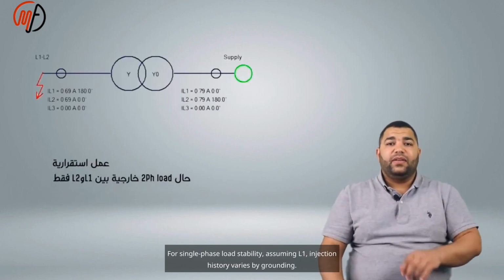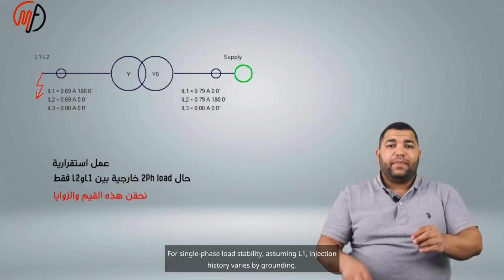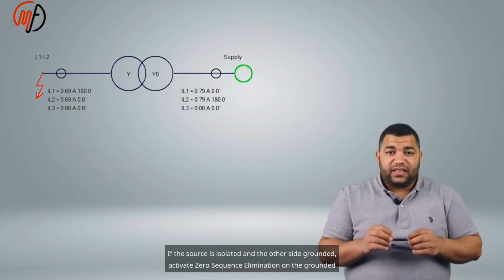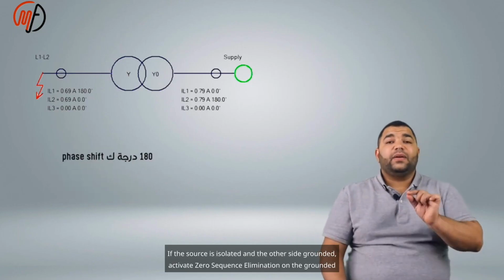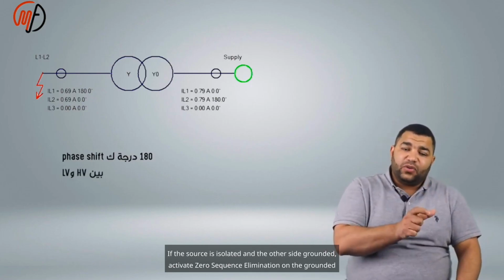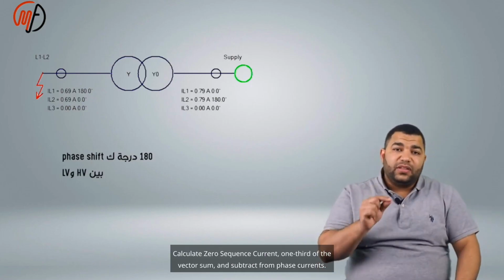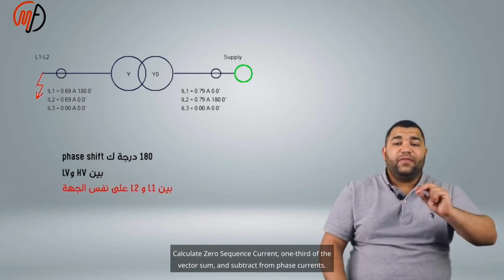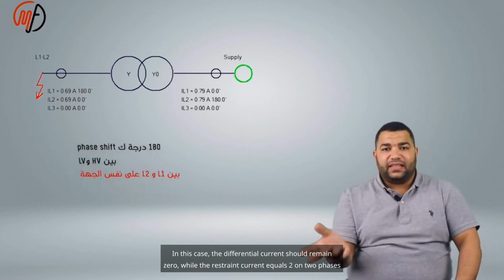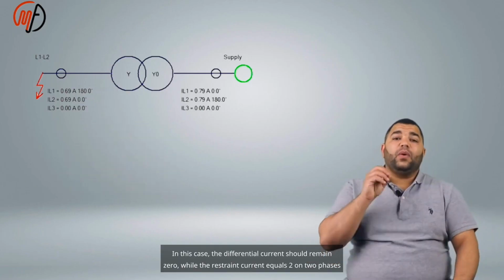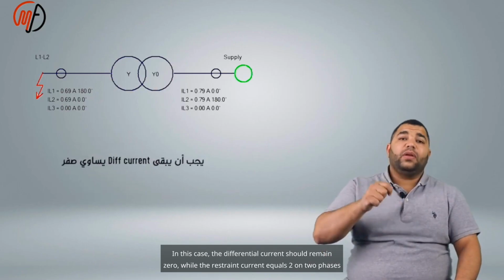For single-phase load stability, assuming L1, the injection varies by grounding. If the source is isolated and the other side grounded, activate zero sequence elimination on the grounded side, calculate the zero sequence current, 1/3 of the vector sum, and subtract it from the phase currents. In this case, the differential current should remain 0, while the restraint current equals 2 on 2 phases.